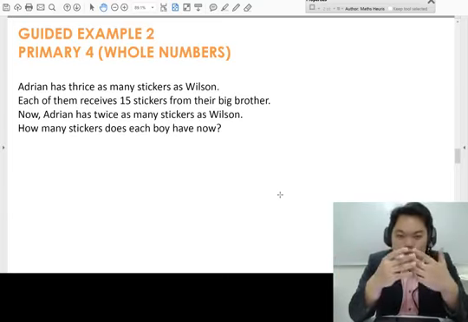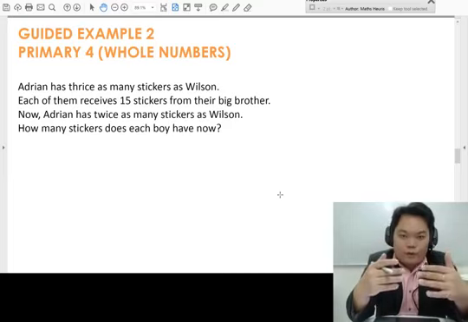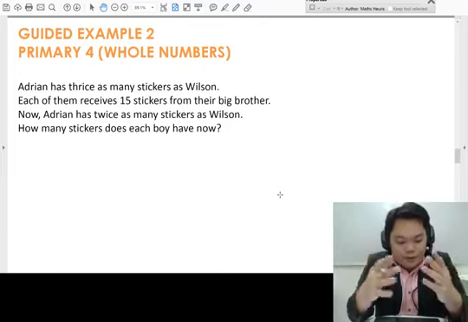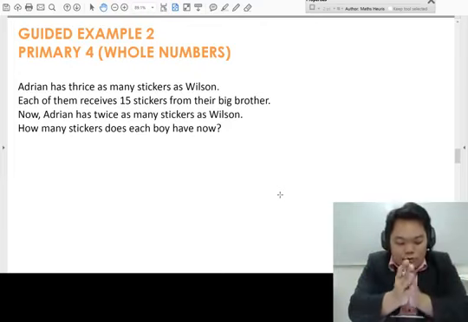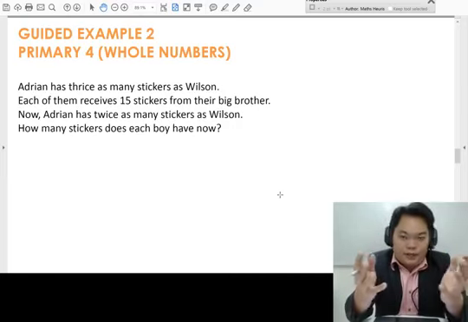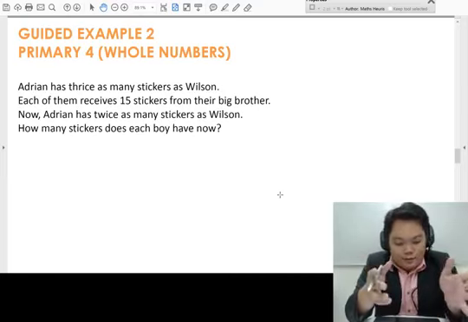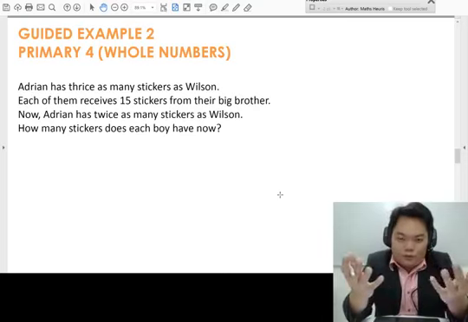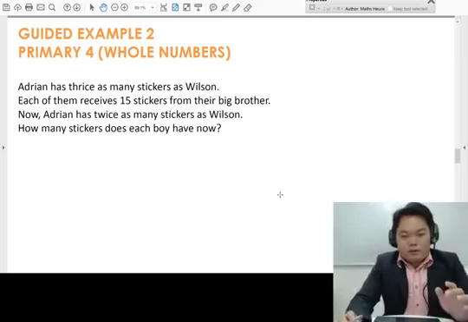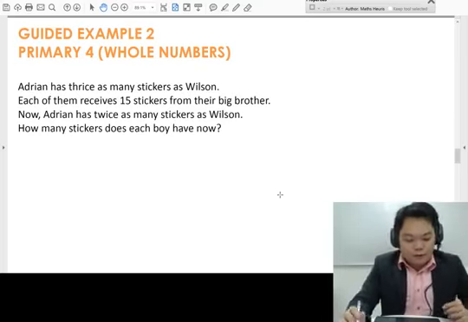When it deals with whole numbers, the model is very easy to draw because the numbers are still very friendly. As the numbers grow bigger and less friendly, you will need a more universal way to deal with it. But for now, let me show you how to use the unit transfer method to solve this problem at P4.